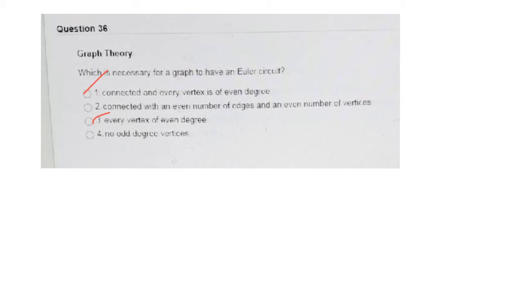I would say no odd degree vertices. That answer would apply. Connected with an even number of edges and an even number of vertices. This one does not apply. We do not need to concern ourselves with the number of edges when we're considering an Euler circuit. So the answer is answer choice 1, 3, and 4.